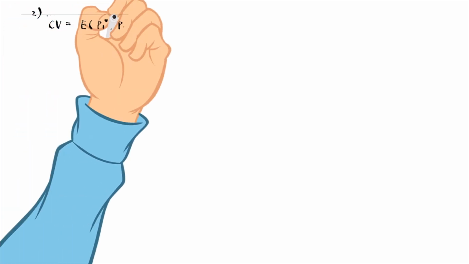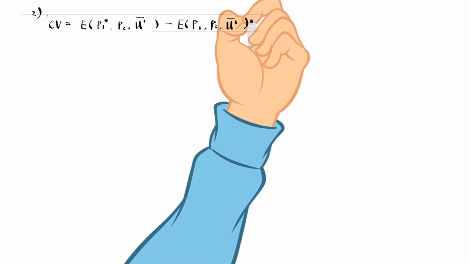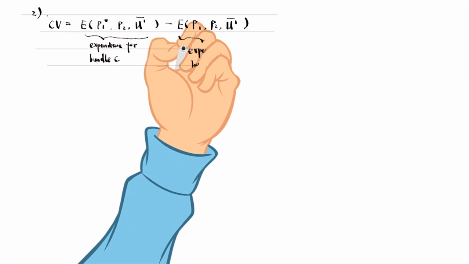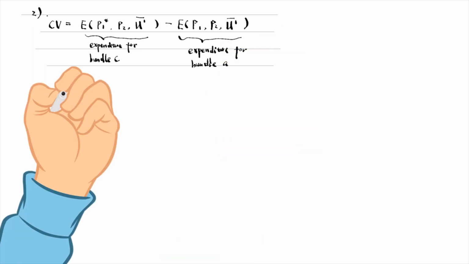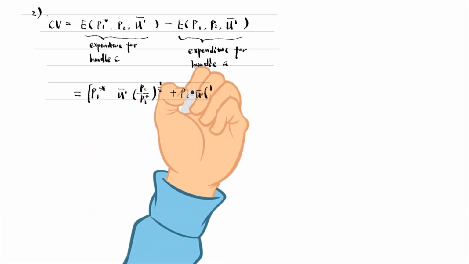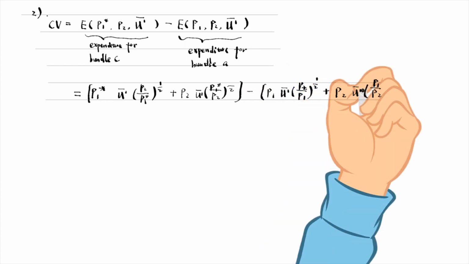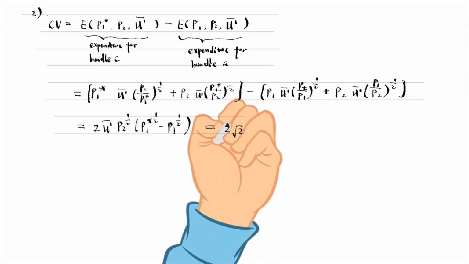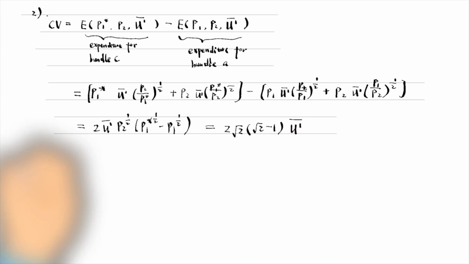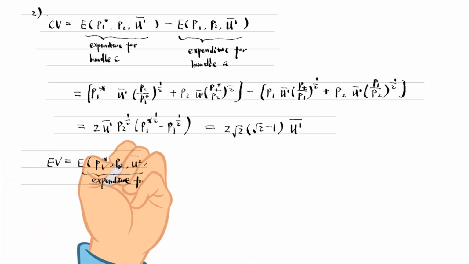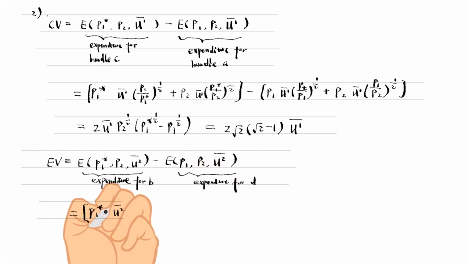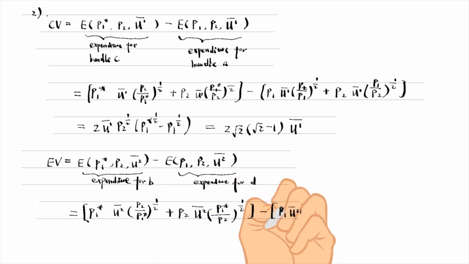In the second step, we substitute the quantities into the expenditure expression and get the expenditure functions for bundle C and bundle A. Plugging in the price values gives the compensating variation in terms of utility level U1 bar. Similarly, we can calculate the expenditures for bundle B and bundle D and then write the equivalent variation in terms of U2 bar.